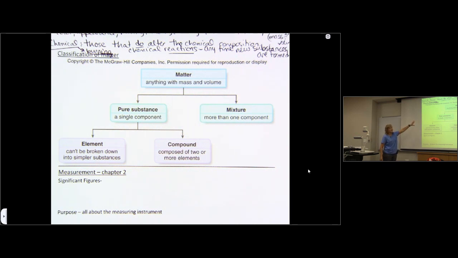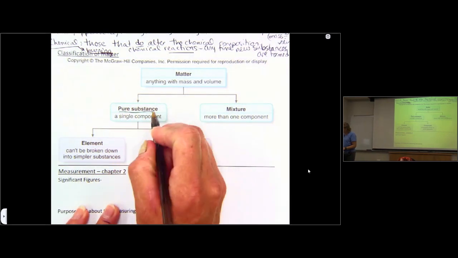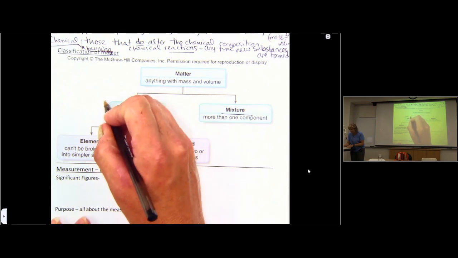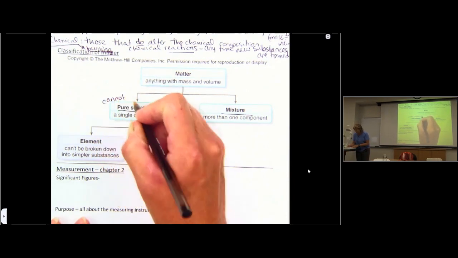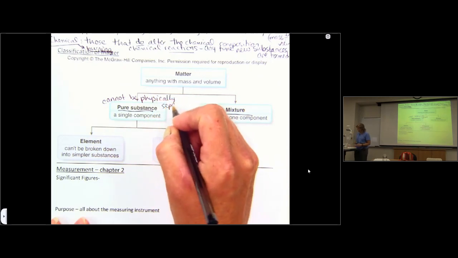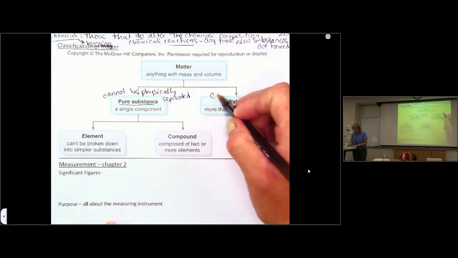Here's another way to classify matter. Matter can be broken down into substance or mixture. Okay, what does it mean if I say we have a substance? The best way to talk about a substance is to say it cannot be physically separated. A mixture, on the other hand, can be physically separated.